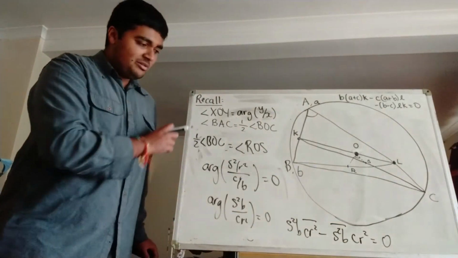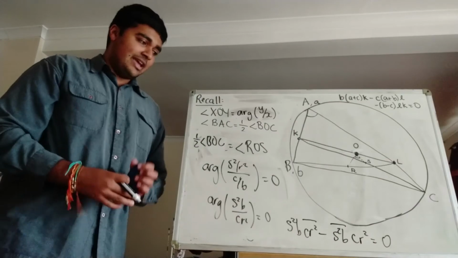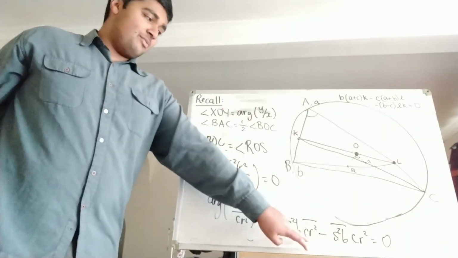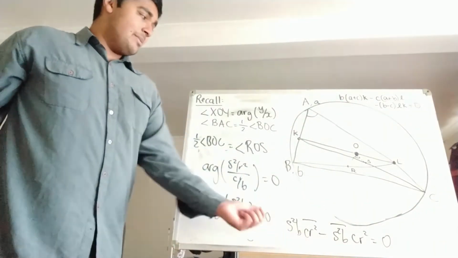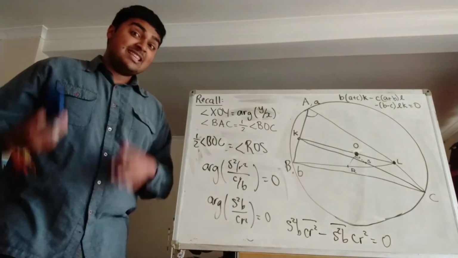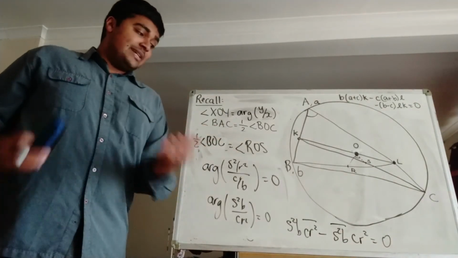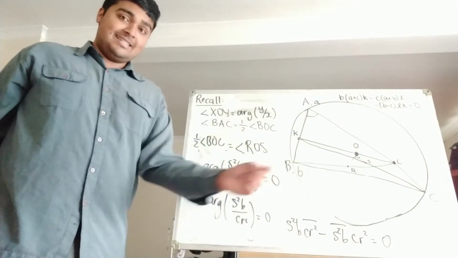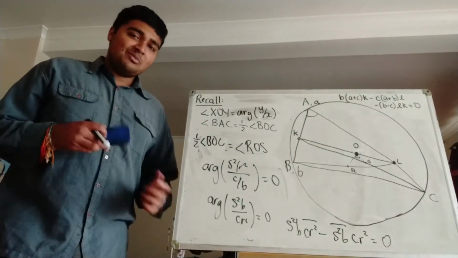Now notice that all of these steps are reversible. They're if and only if statements. So if we can prove this is true, then we can track back and deduce that angle BAC is equal to angle ROS, and that's our problem solved. So all we need to do now is show that this is 0. Let me clean up the whiteboard and we'll continue.